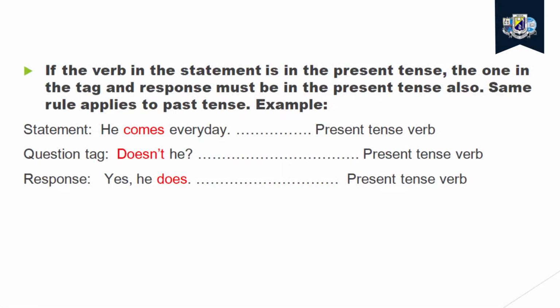The third rule is that the verb in the statement and the verb in the question tag must agree. What I mean by that is that if the verb in the statement is in the past tense, then the verb in the question tag must also be in the past tense and in the response as well. For example, he did it. That's my statement. The verb there is did. A good question tag to such a statement would be, didn't he?